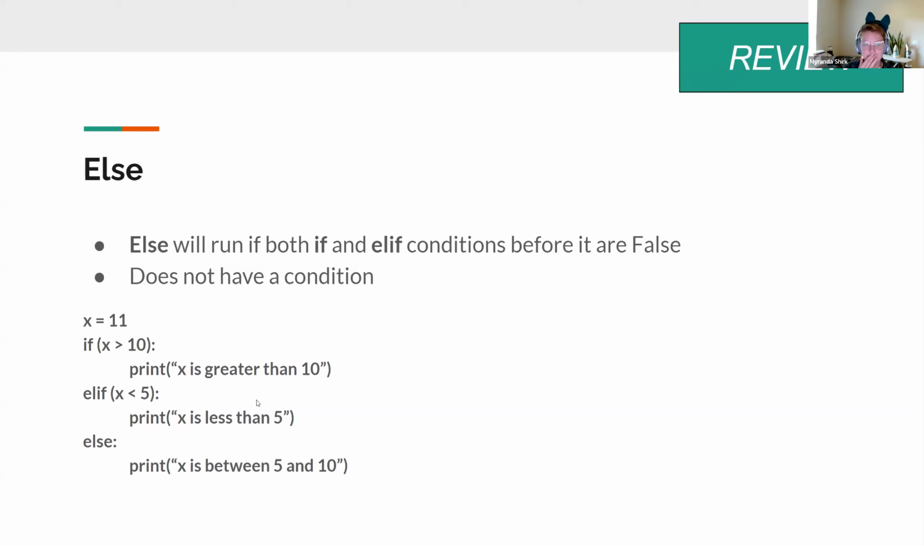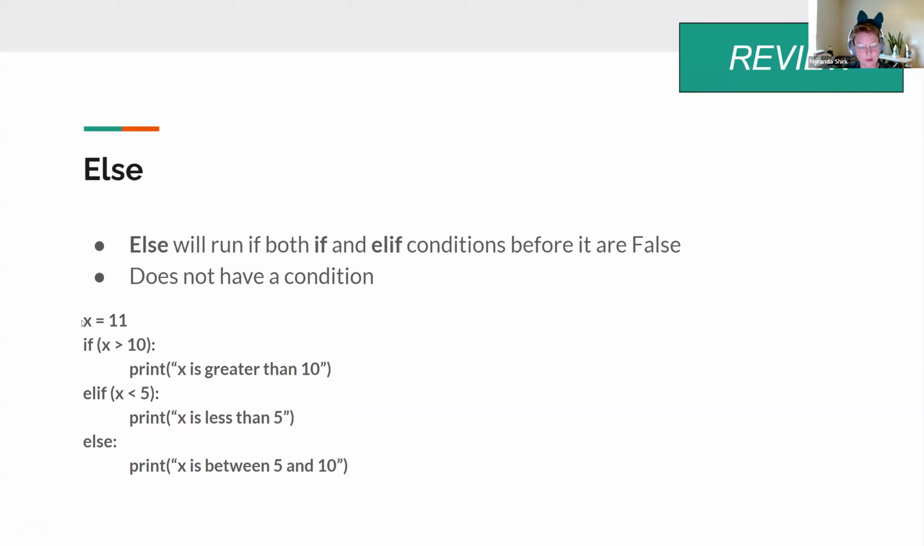And else. So this else will run if both the if and elif conditions before it are false. So any amount of conditions before it, if, elif, elif, elif, however many you have, if all of them before it are false, then this else condition is going to run. This is just a catch-all. It says any other condition is false, and else, in this case, now print something like this.